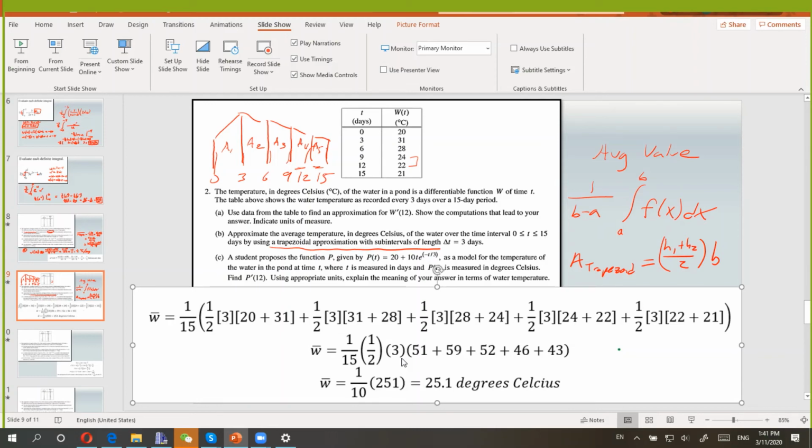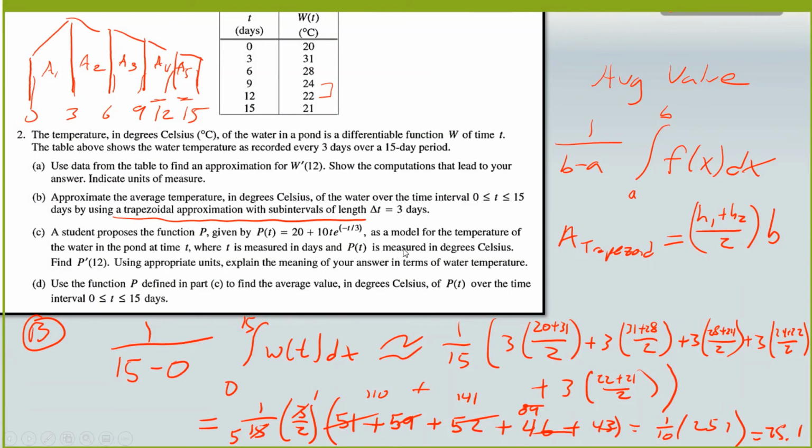Okay, my units are degrees Celsius. Running out of space. Degrees Celsius. Again, because my average value does not change my units. So I started with degrees Celsius. I integrated, so I'd get up to a new unit, but then I divided by time again. So this would have been degrees Celsius times time divided by time, which still gives me degrees Celsius.